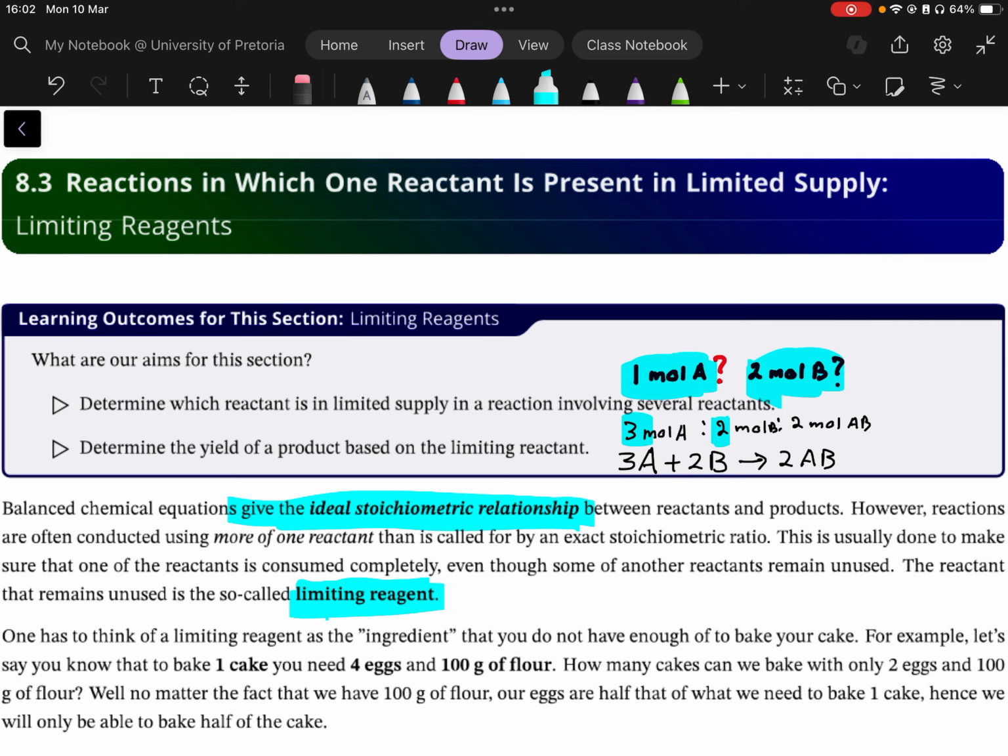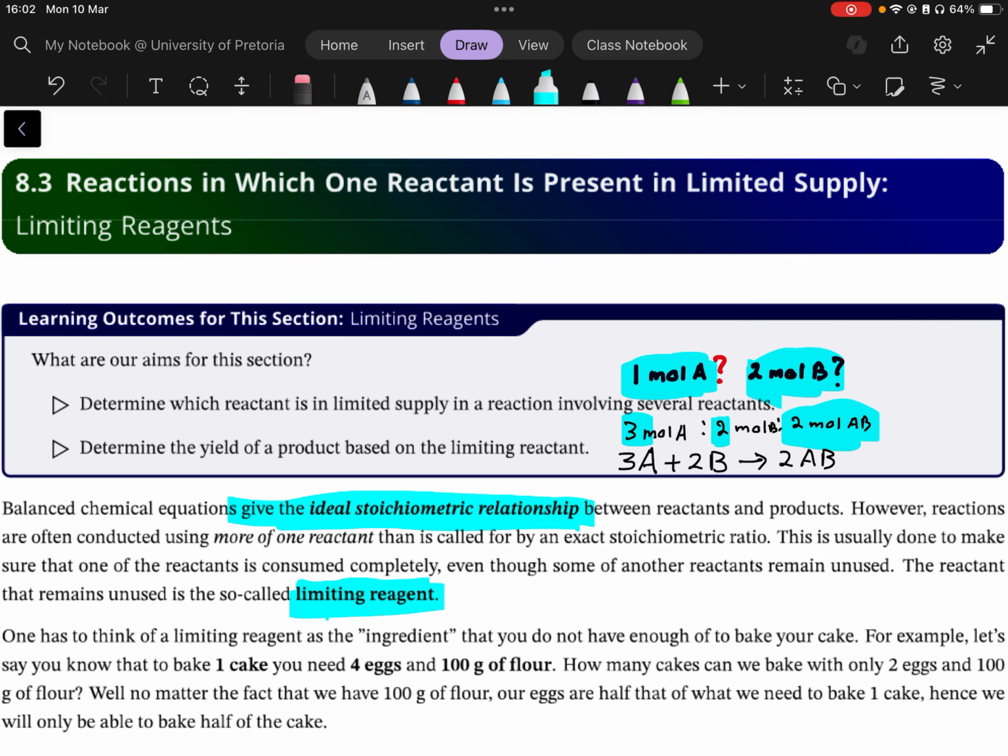So if I need 3 mole of A to react fully with 2 mole of B, but what's the problem? I only have 1 mole of A. So that means that we have too little of A. So that means A is limiting my reaction. And what is it limiting? It is limiting the amount of AB that can form.